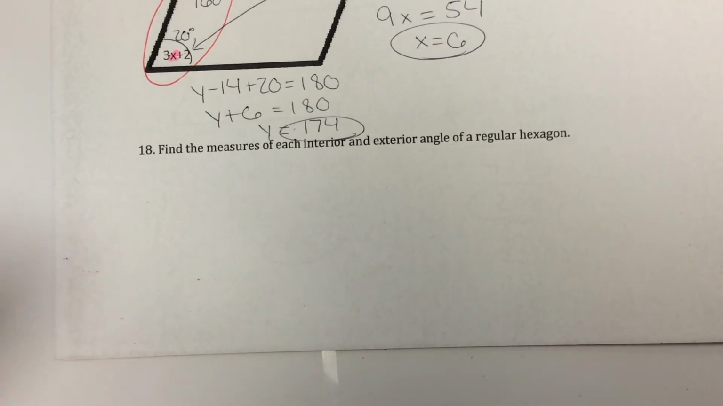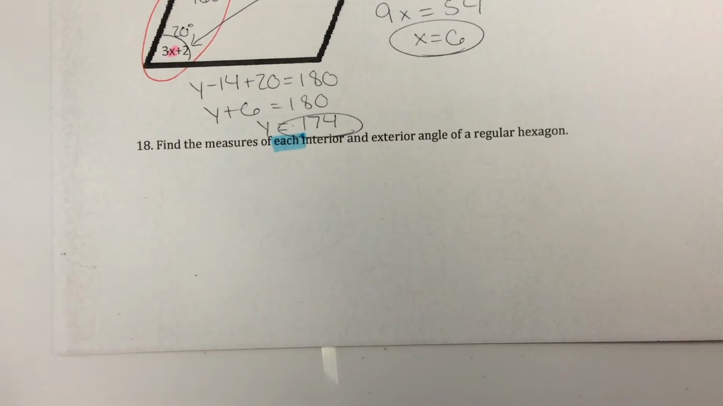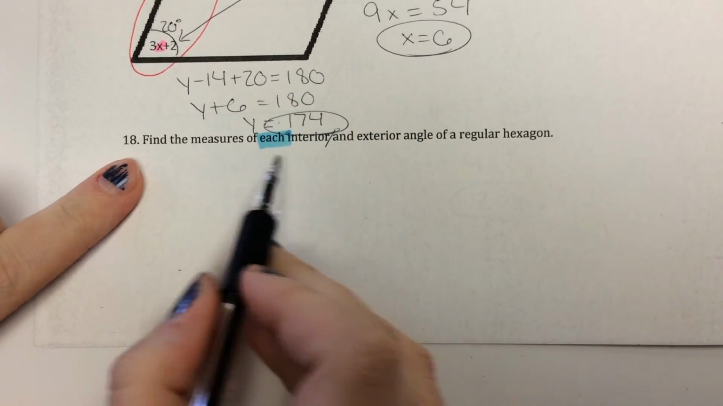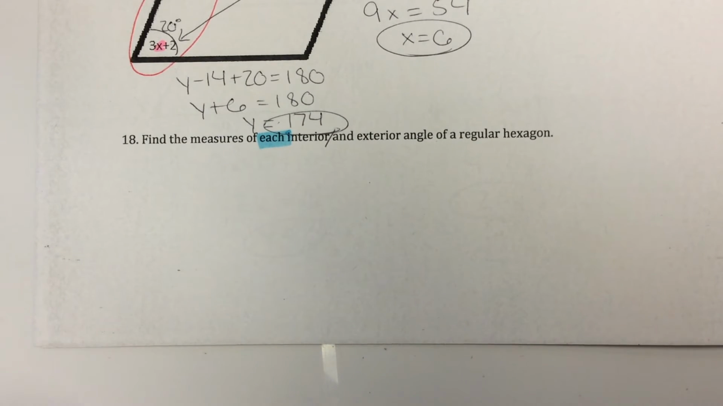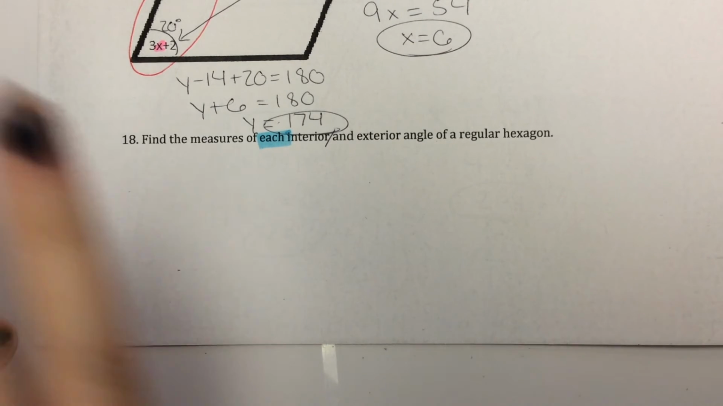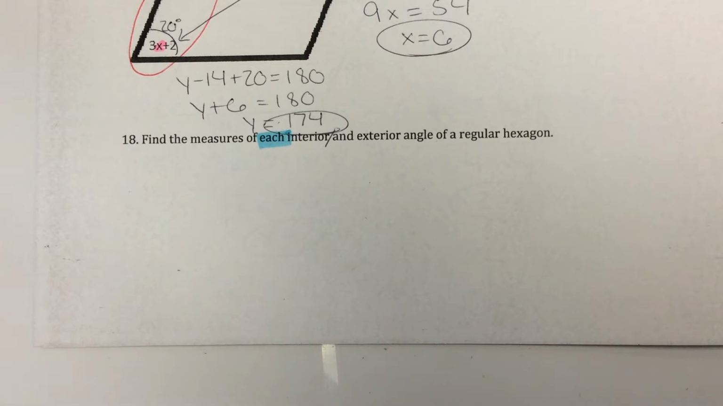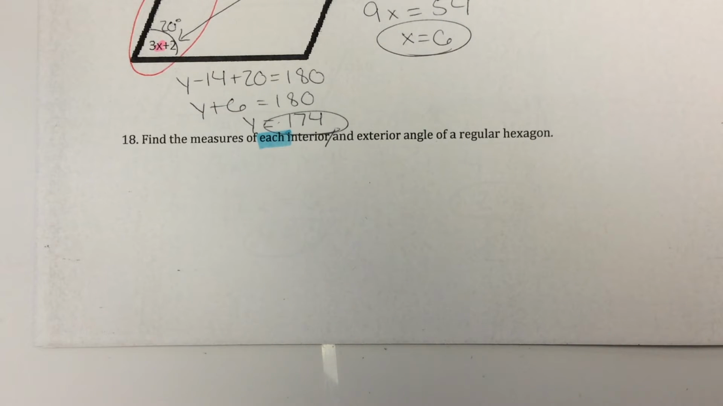So find the measure of each interior. Let's stop there and just do this one at a time. Okay, it does say exterior, but we'll get there in a second, okay? So, the measure of each interior angle. The formula up at the top is only going to give you the sum of all of the angles. So, if you want to find what each one is, you got to get the sum of all of them and then divide that by how many angles there are, okay?